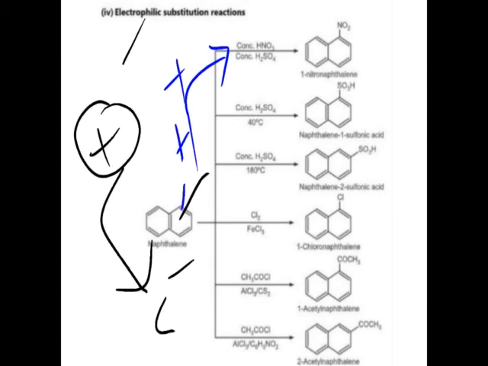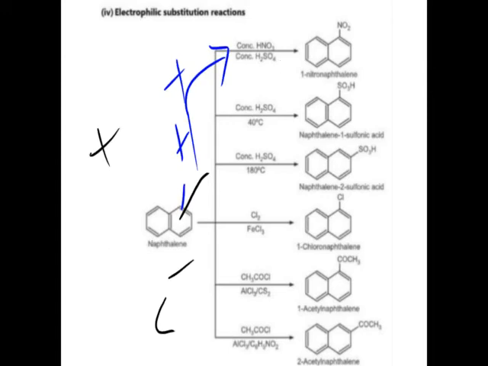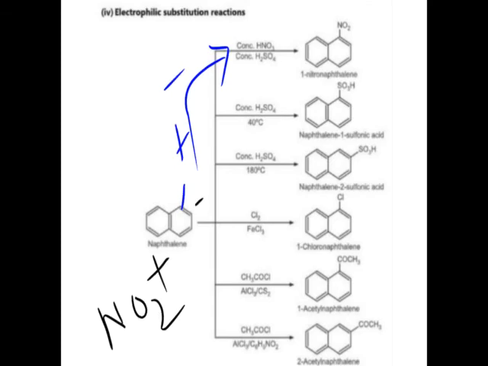So in this way the electrophilic substitution reaction takes place, that means removal of H plus and addition of an electrophile. In this reaction, the nitration reaction, it forms NO2 plus. It comes and binds to the carbon with the negative charge. So we are getting 1 nitronaphthalene.